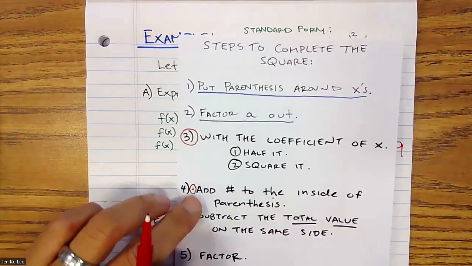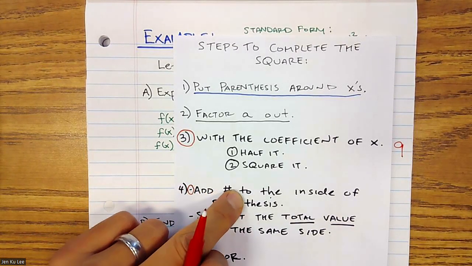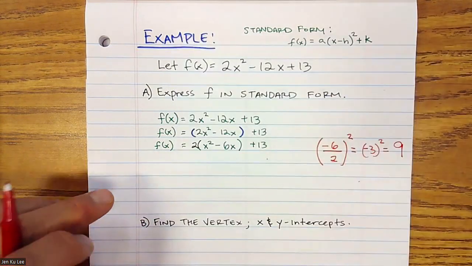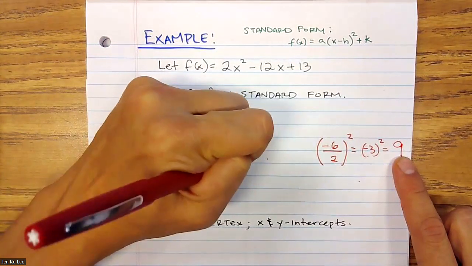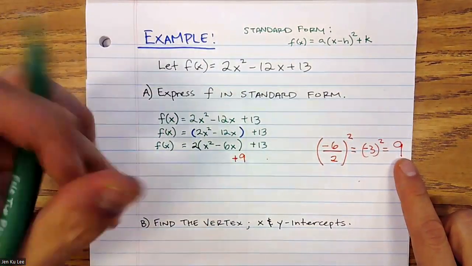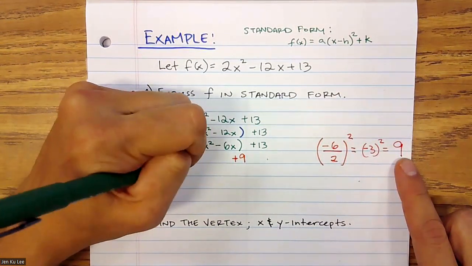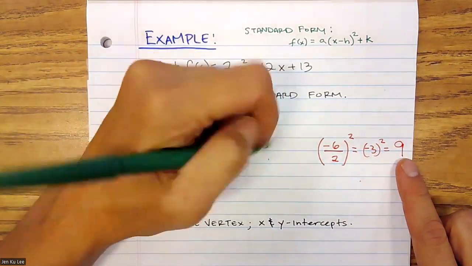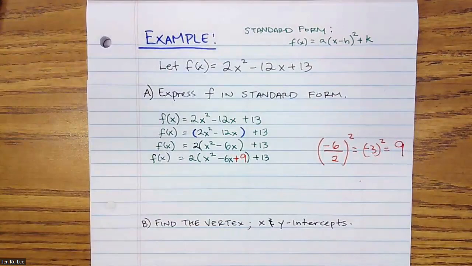That's my third step. In the same color, I'm going to do step 4. I'm going to add the number, that number, to the inside of the parentheses. Okay. I want to get this number. I'm going to add 9 here. So I have f of x equals 2 parentheses x squared minus 6x plus 9 plus 13. All right.